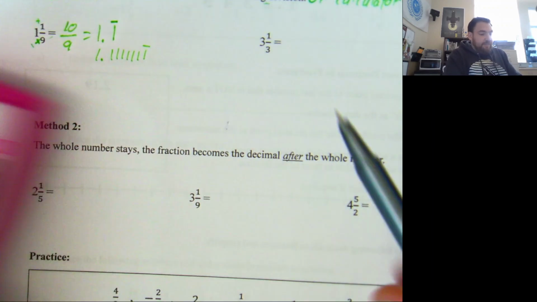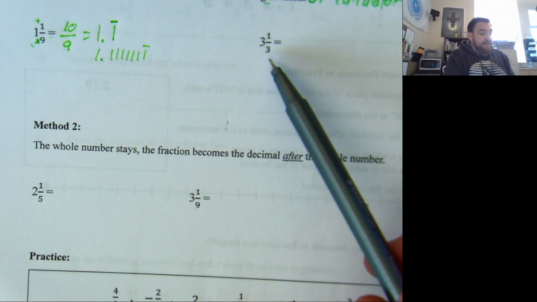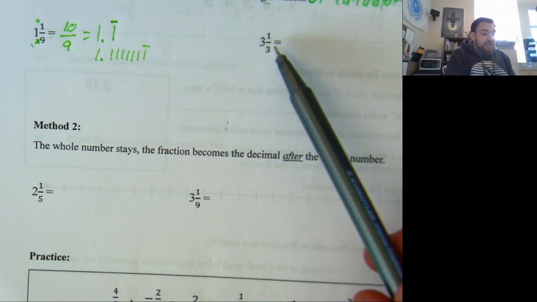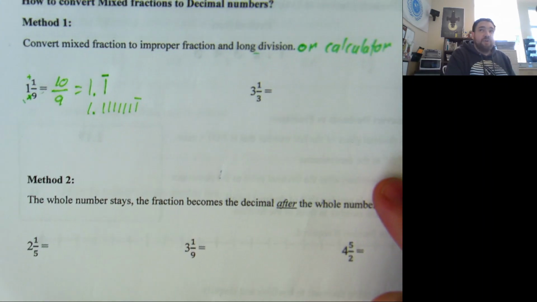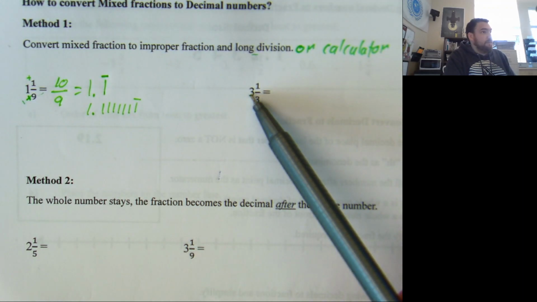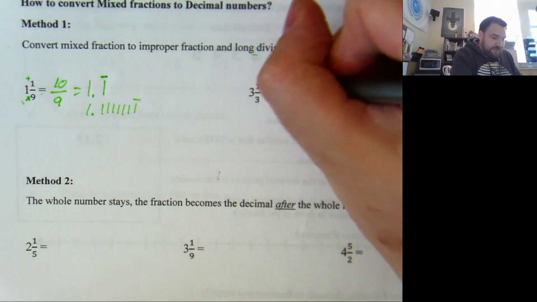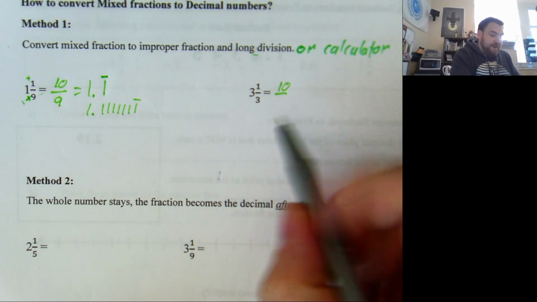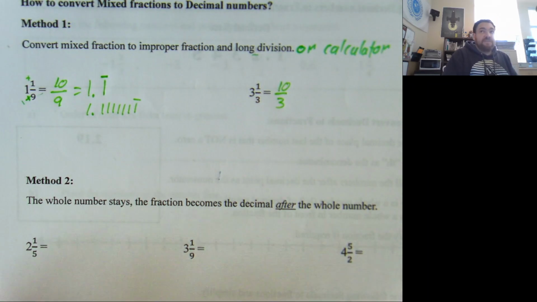So then what's this guy going to be? If I do this by the same technique, I want to take this and turn it into a decimal using this method. First I convert it to an improper fraction. 3 times 3 is 9, plus 1 is 10. So this is going to become 10, and the denominator stays the way it is. I've got 10 over 3.